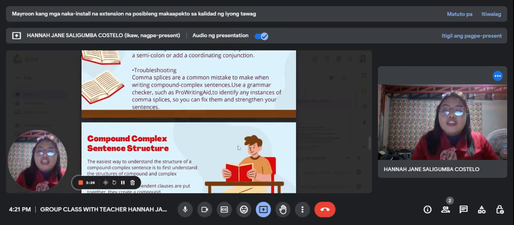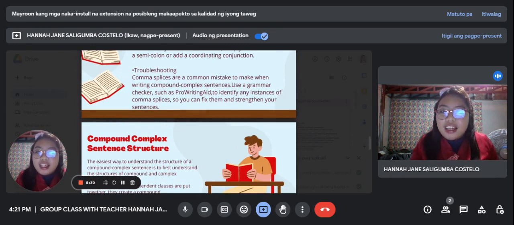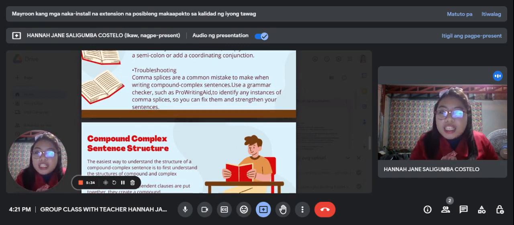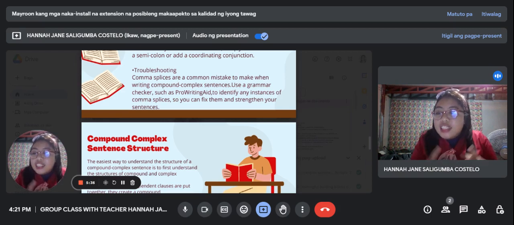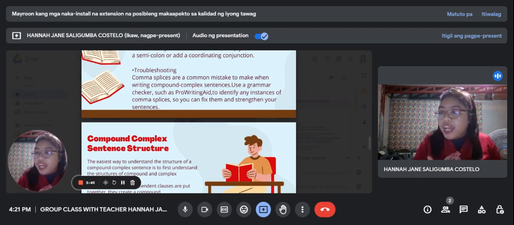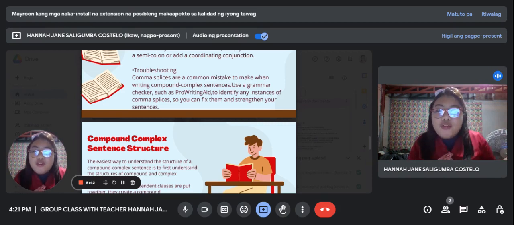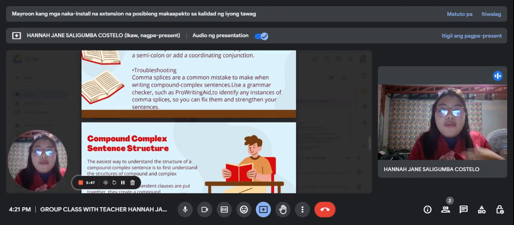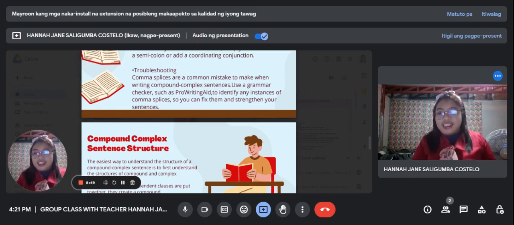All right? So now troubleshooting. Comma splices are a common mistake or error to make when writing compound complex sentences. So it makes the sentences distorted. Use a grammar checker such as Pro Writing Aid to identify any instances of comma splices so you can fix them and strengthen your sentences.